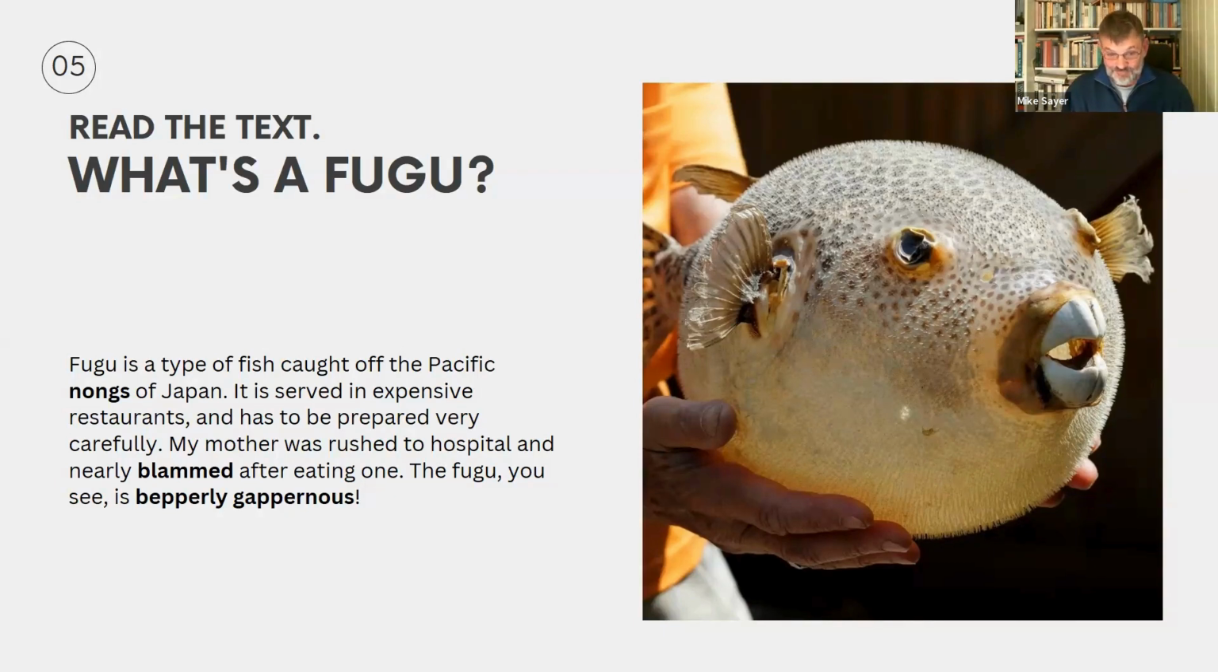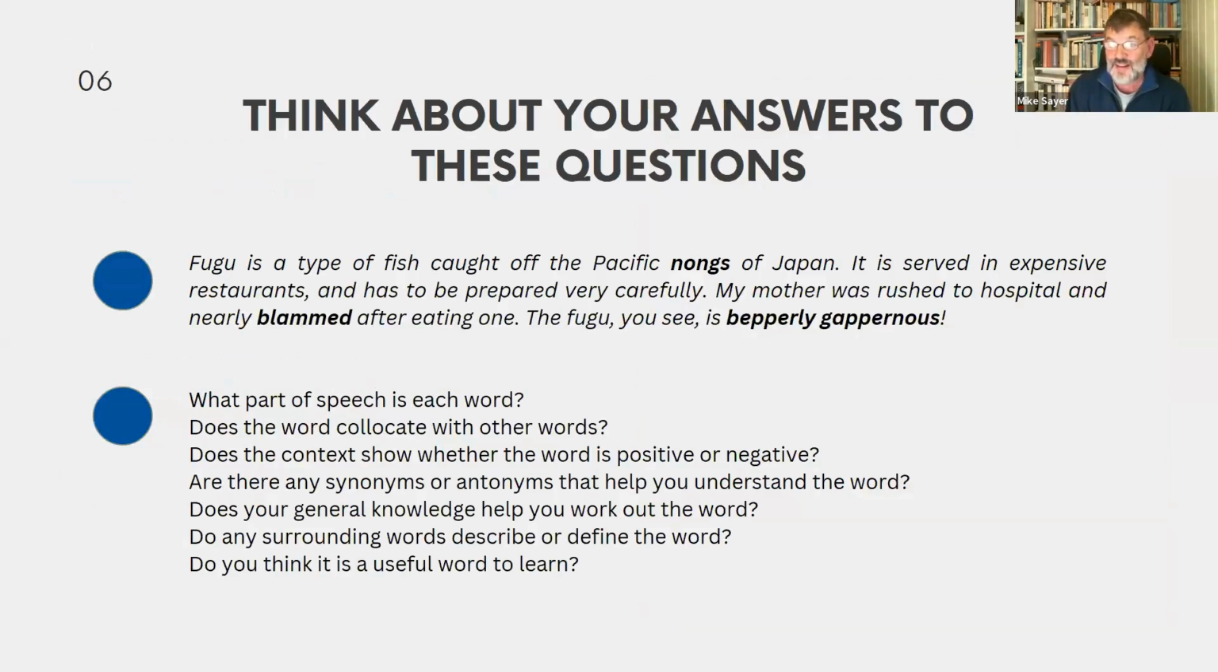So I'm assuming that you're pre-intermediate students. You know most of the words in this text, but there are four words there that you don't know. The question is, is there enough context here for us to actually work out the words? And again, I put the same questions on. So if you got the word "nongs", what part of speech is it? It's a noun, a plural noun.